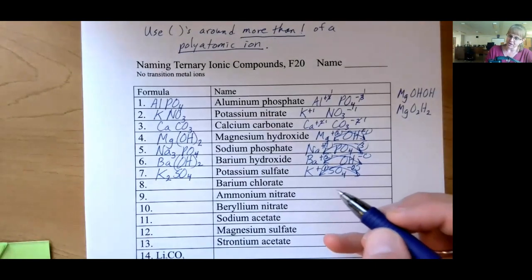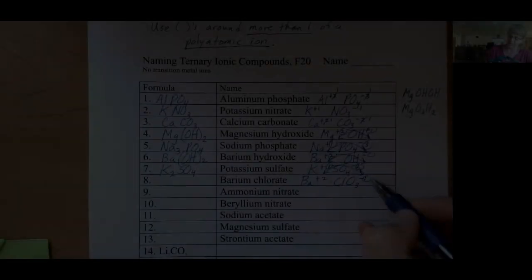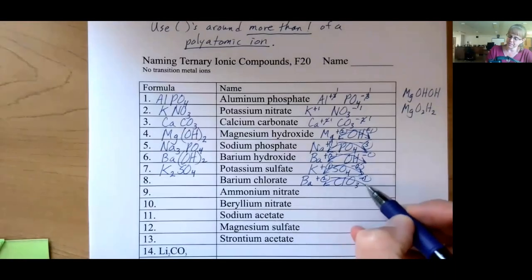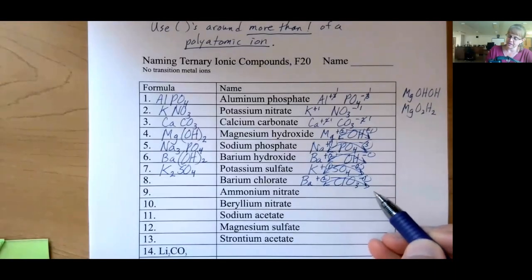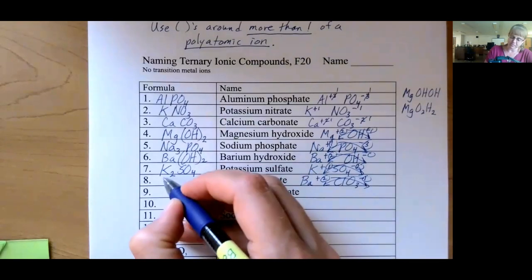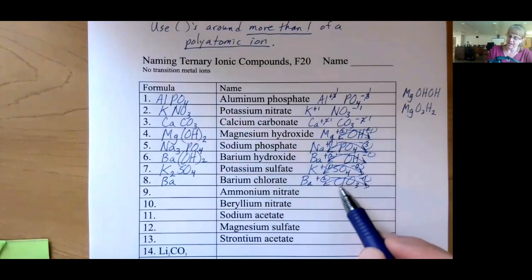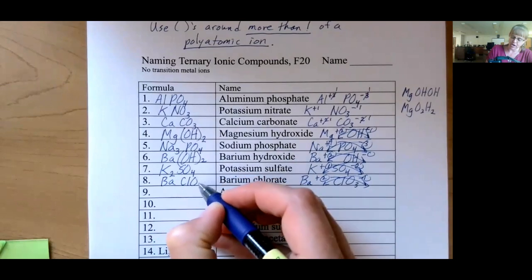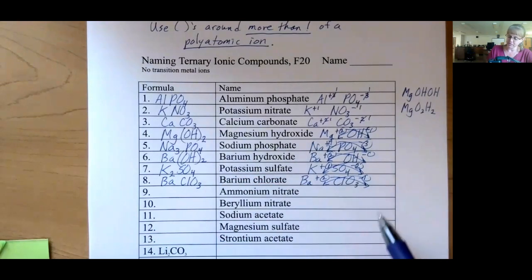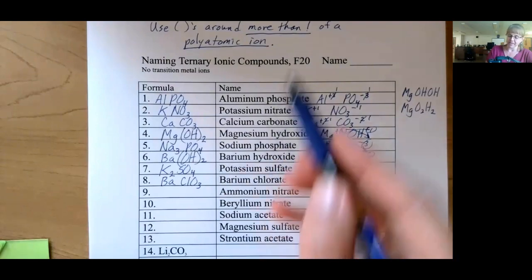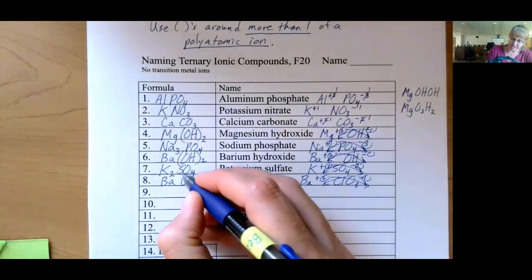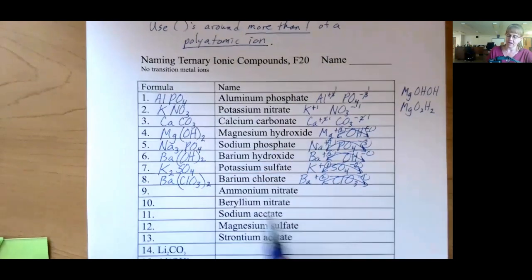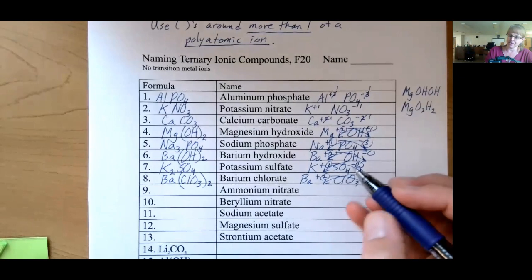Pause the video and try barium chlorate. When we do the crisscross rule, the 1 goes after barium, so we just need a single barium. The 2 goes after the chlorate. Now wait a minute, we have a 2 and we have a 3. What do? You copy all of your subscripts, ClO3, then the 2 goes outside the parentheses because we have more than 1 of this polyatomic chlorate.